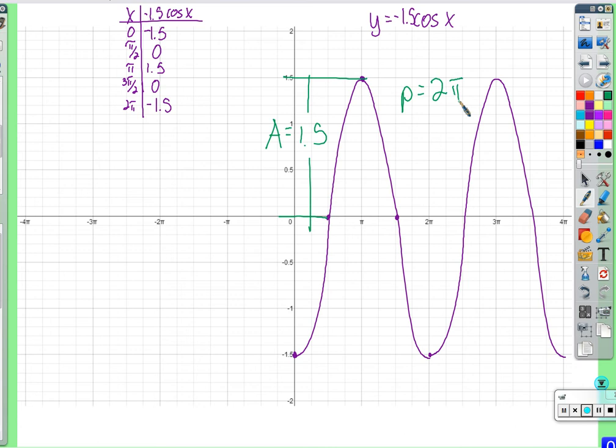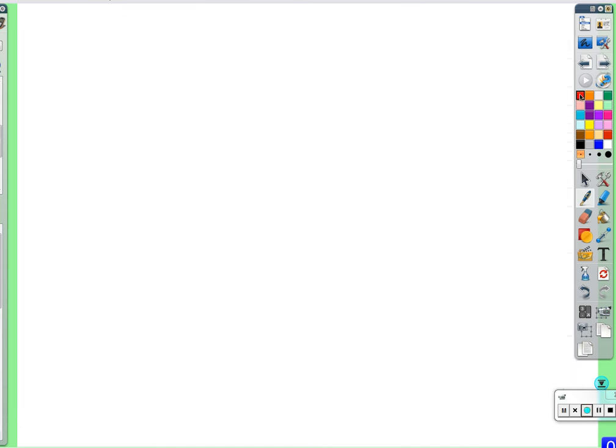So now let's draw a conclusion. Let's generalize this. Generalize for y equals a, some number, times the sine of x. Or is this also true of a times cosine of x? So either one. How do we figure out what the amplitude is? Just from looking at that equation, can you tell a? Is it exactly a?